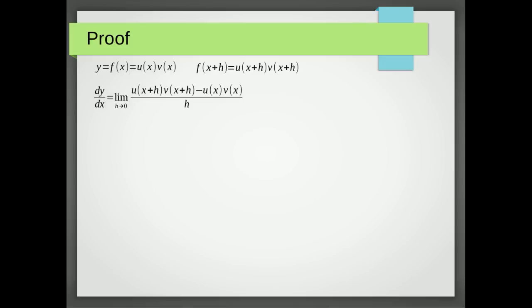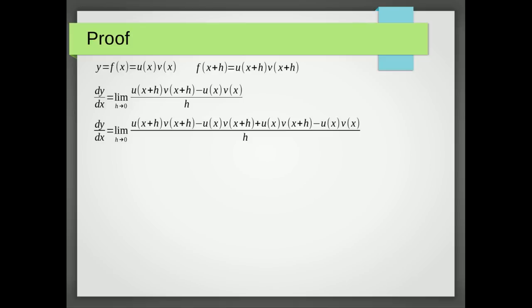What I'm going to do now is add in two more terms. It looks quite complicated, but if I do this you can see the two terms that I added. I've got minus u of x times v of x plus h plus u of x times v of x plus h. So they cancel each other out. And it's just a little trick that helps us get where we want to go.